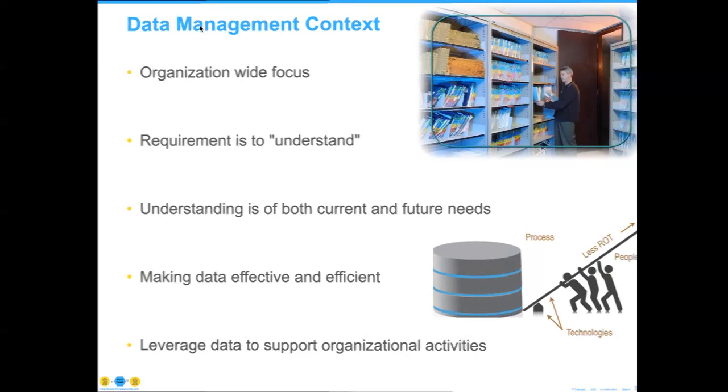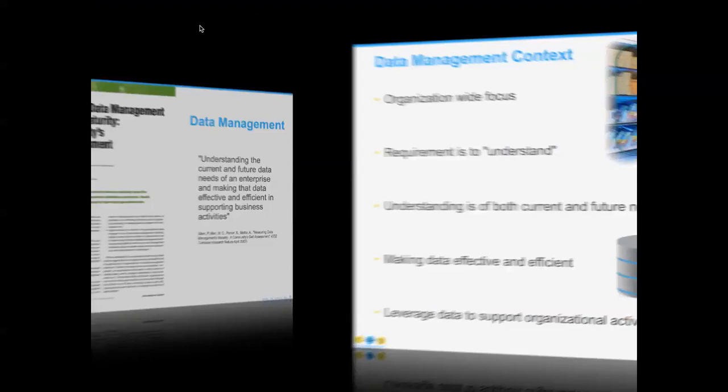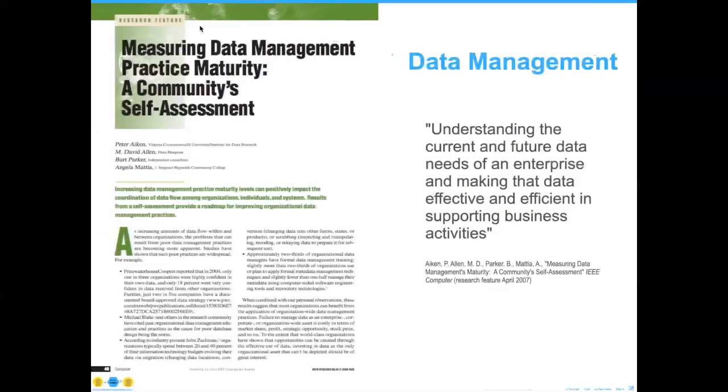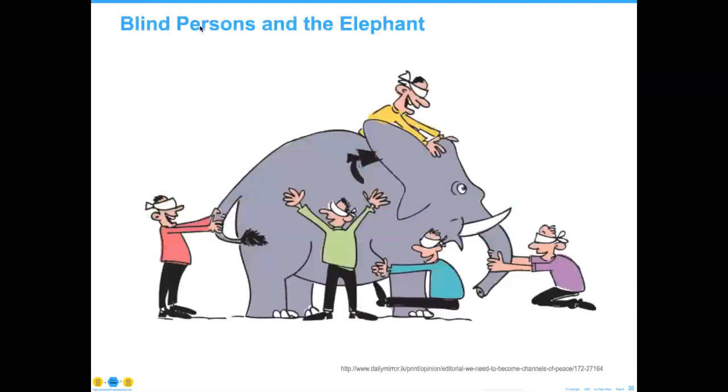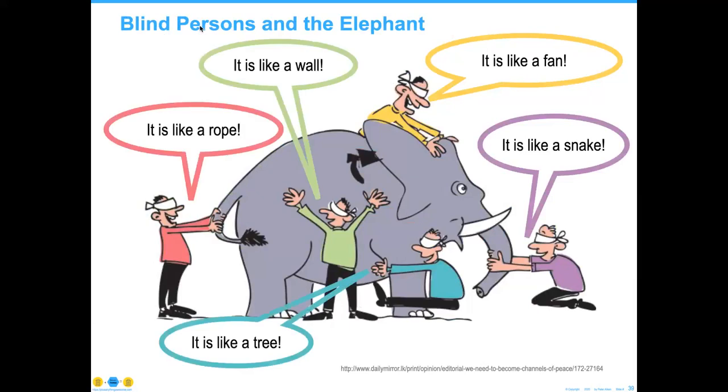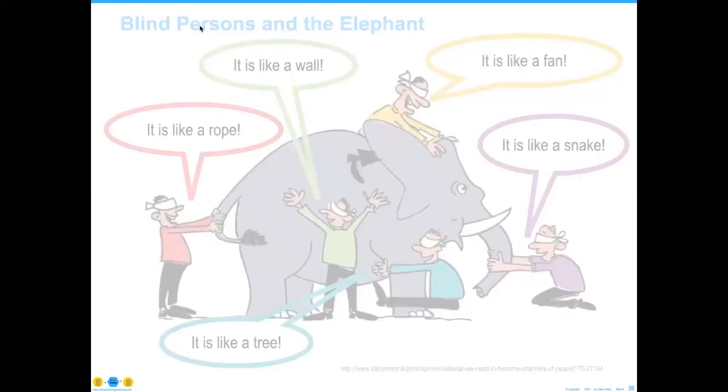So one final component, understanding all of this, there's the definition. I read that to you on the previous slide. When people look at this, they understand that they're seeing parts of data management, but not the whole picture. And they don't understand that they're not seeing the whole picture. It's just like the blind people and the elephant. This one feels a fan, this one a snake, this one a tree, this one a rope, and this one a wall. And they're, of course, all correct, but nobody has the full picture. I'm going to try to walk through that briefly with you here and see what you think.